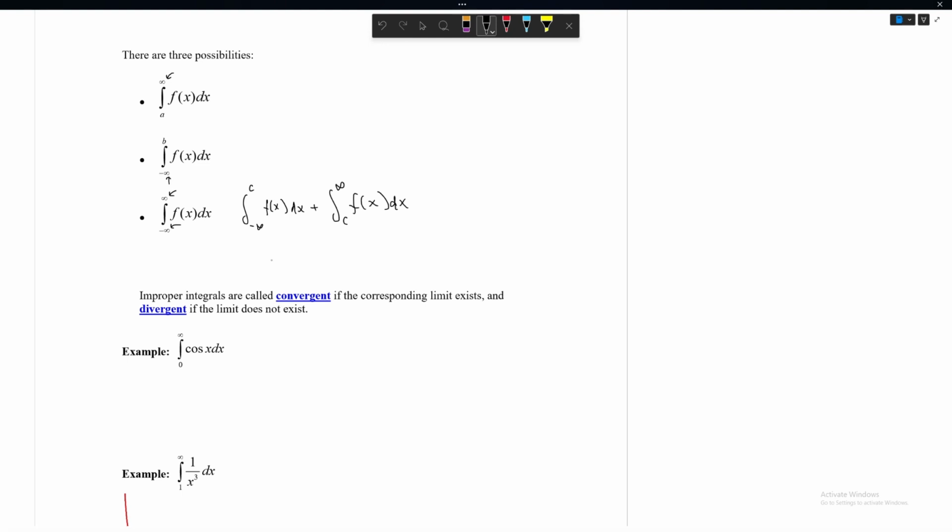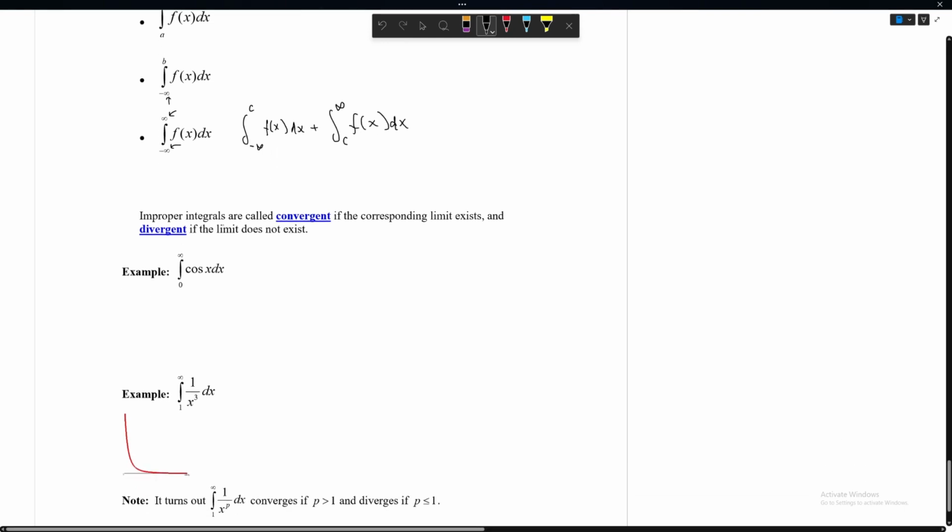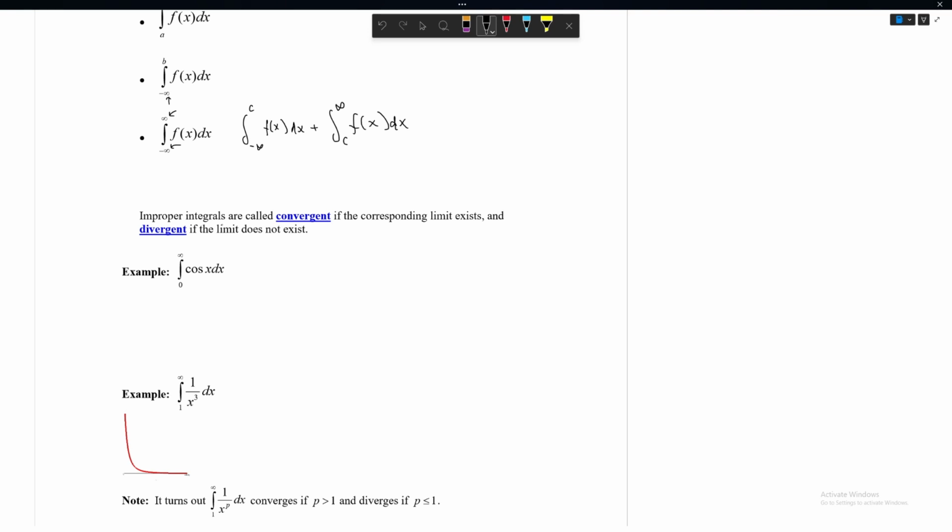So if both converge, okay, so now moving on: improper integrals are called convergent if the corresponding limit exists, and divergent if the limit does not exist. I haven't been through the limit, so right now we're going to go through an example of what it means to converge, what it means to diverge, and also what I mean by the limit.